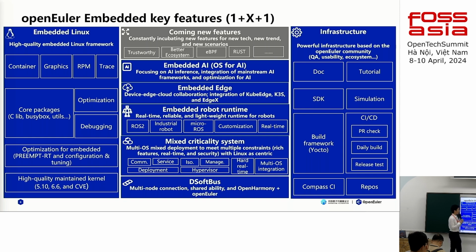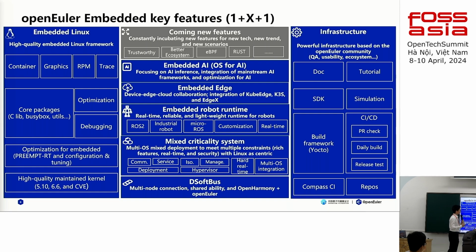And we store all of our code in Git, which is something like GitHub, but a more popular one in China. In the middle, we have the DSoft bus, which is a collection of technologies to manage and connect different node devices in a local network. And we have our mixed criticality system. It provides the foundation technologies like hypervisors and containers, and we provide a management framework above it.